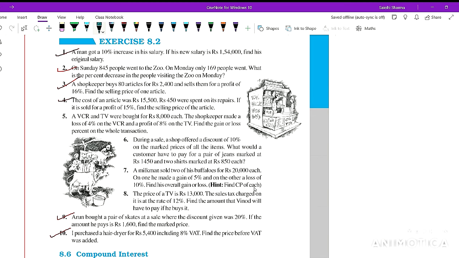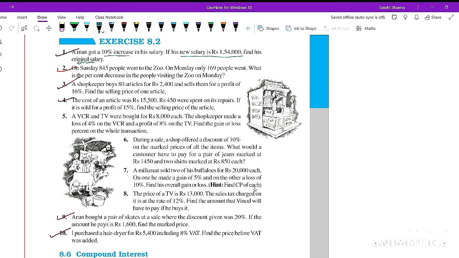A man got 10% increase in his salary. If his new salary is 1,54,000, find his original salary. So you are given the percentage of increase in the salary, you are given the new salary, but you are not given the original salary. Since the increase depends on original salary, we cannot find out how much increase there was unless we have the original salary. In order to solve this question, we will be taking help of linear equation.